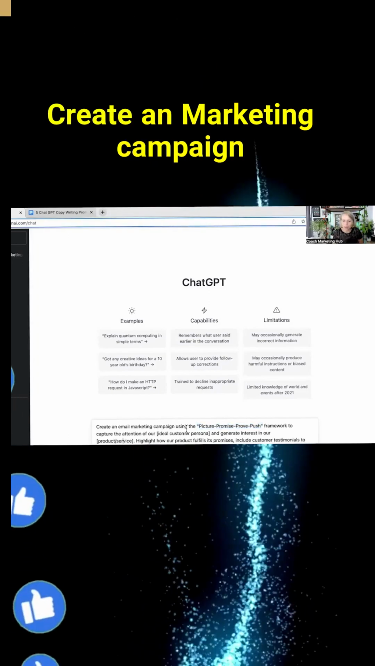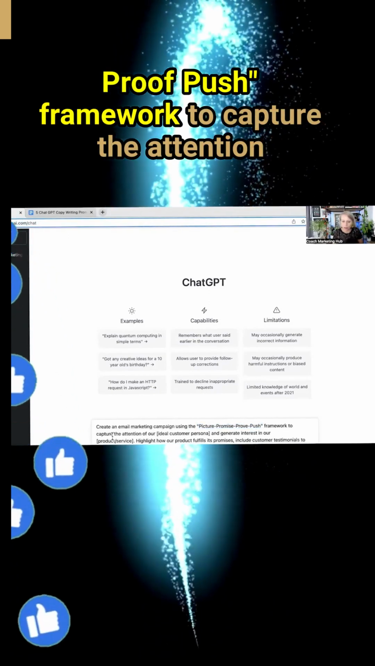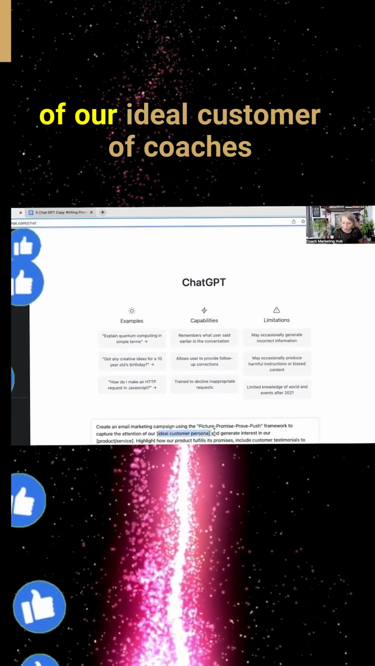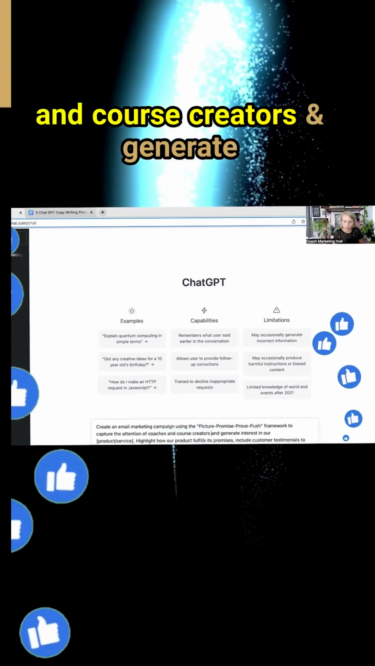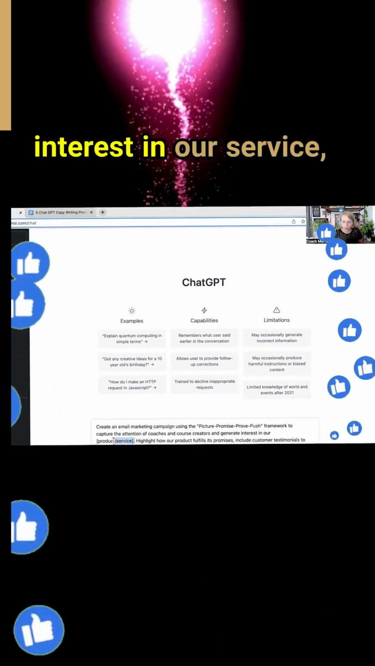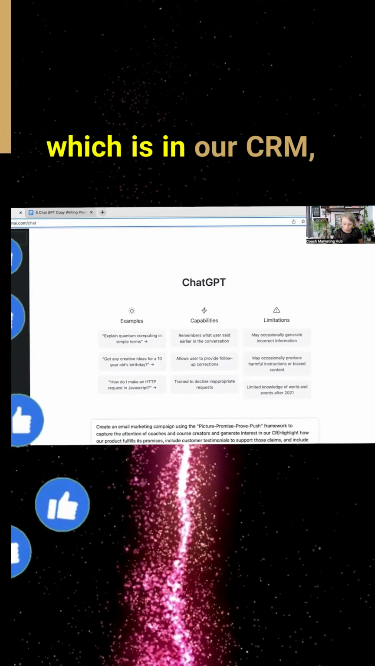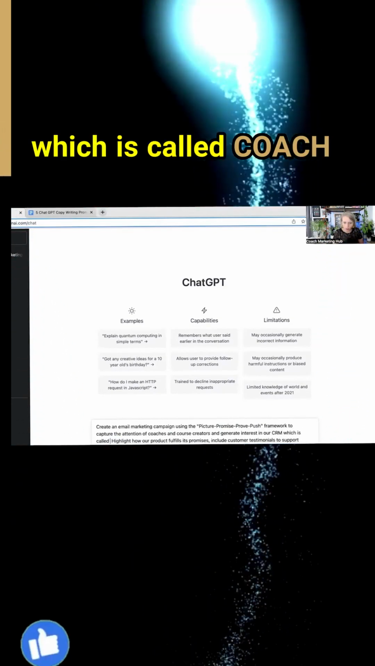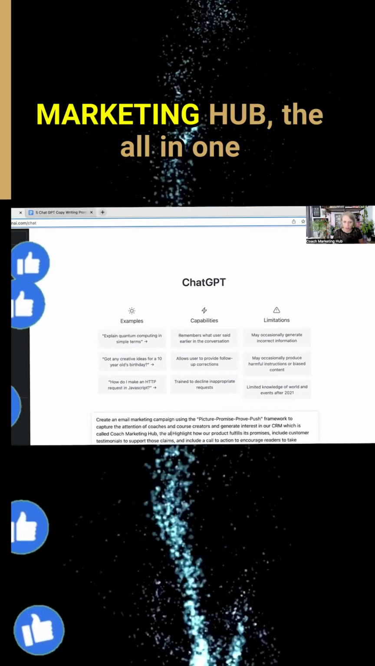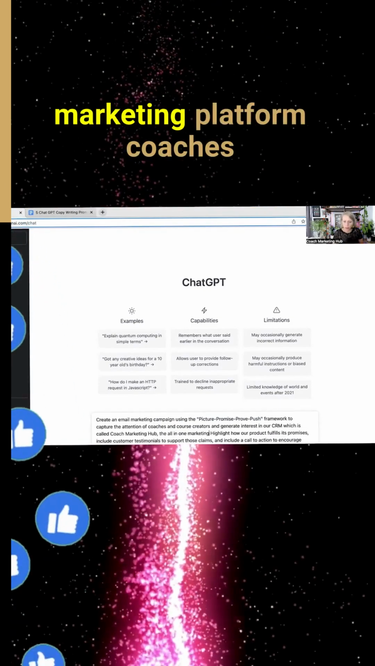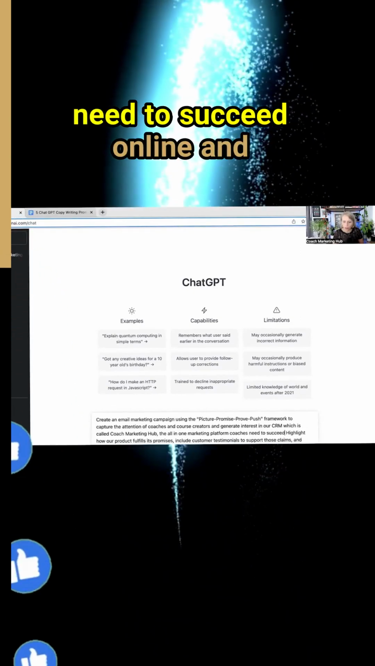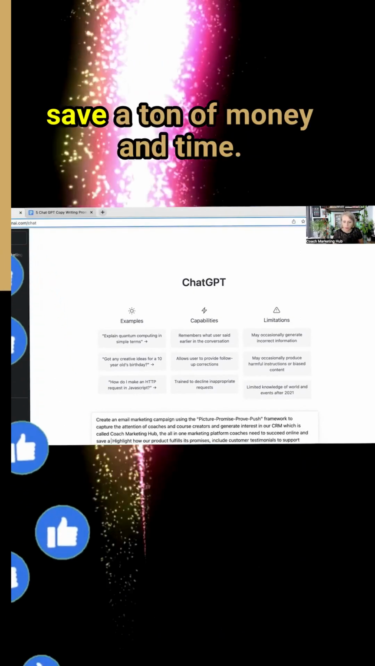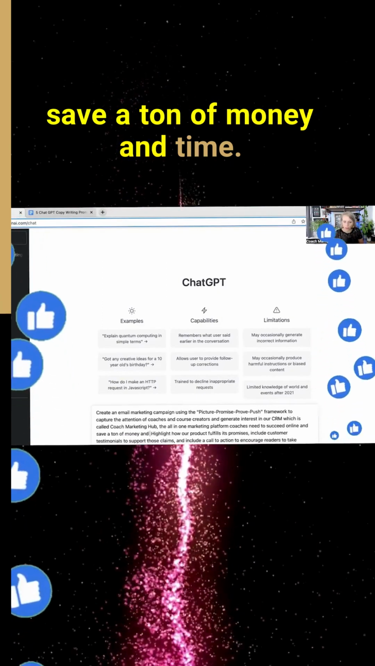Create an email marketing campaign using the picture promise framework to capture the attention of our dear customer, of coaches and course creators, and generate interest in our service, which is in our CRM, which is called Coach Marketing Hub, the all-in-one marketing platform coaches need to succeed online and save a ton of money and time.